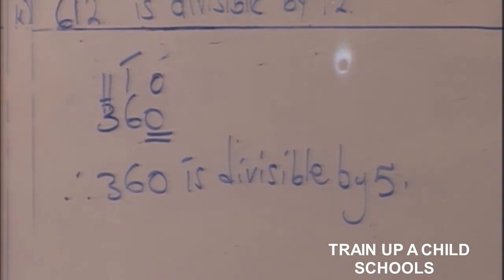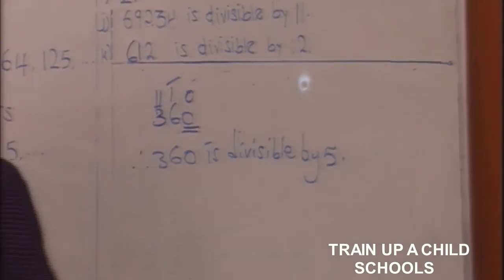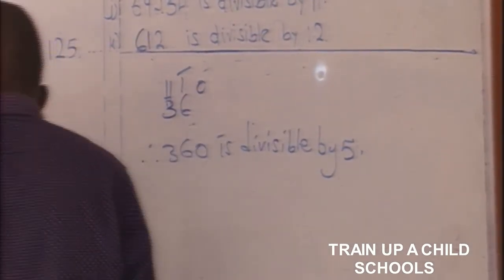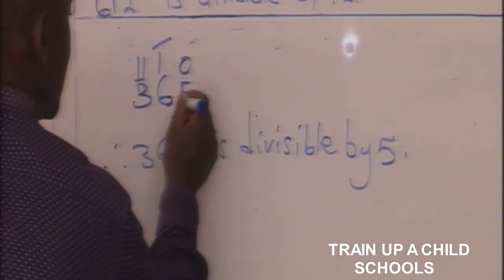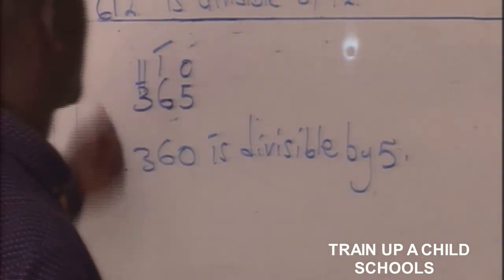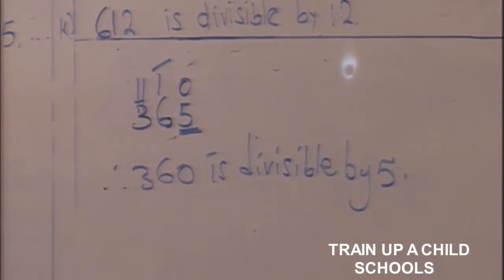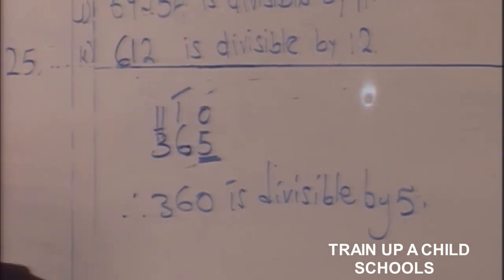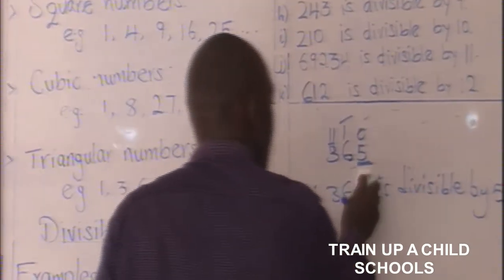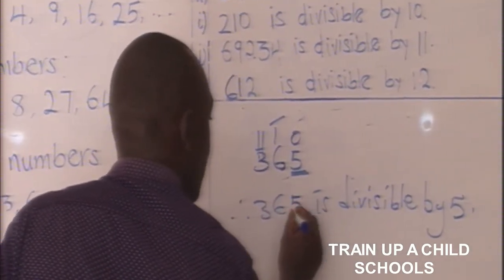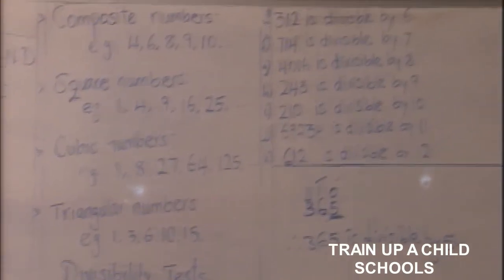Likewise, without dividing, show if 365 is divisible by 5. You do the same. Write ones, tens and hundreds. Under ones, we've got a 5, and a number is divisible by 5 if the digit under the place value of ones is either 0 or a 5. It is a 5 here. So you say, therefore 365 is divisible by 5, and you have finished that. You get your 2 marks in section A.